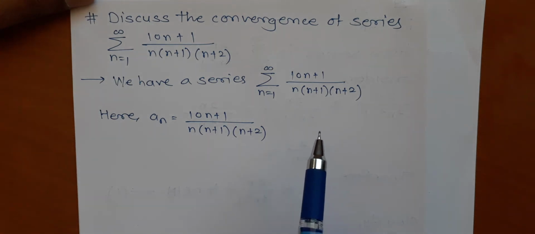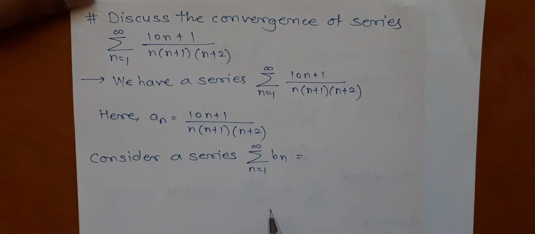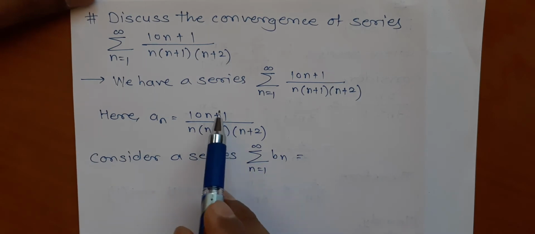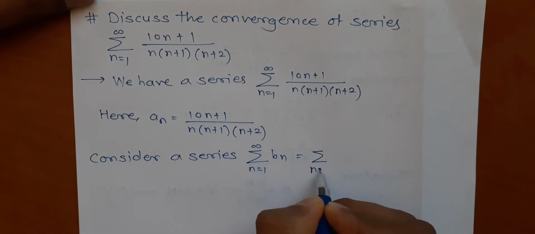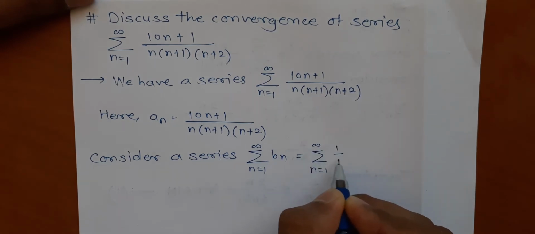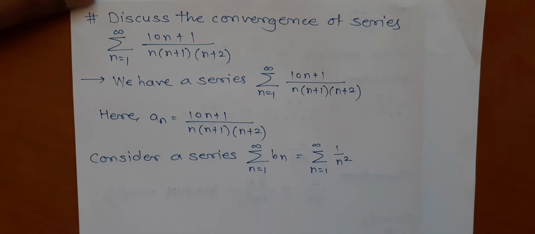For the limit comparison test, we need to have one more series. So I am going to consider one more series, we call it b_n. Which series do we have to consider? Normally we observe the given series and according to that we consider a series. So I am considering here the series summation 1 upon n square. We should take a series whose convergence we can easily find.